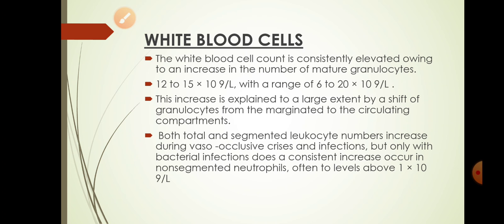White blood cells. The white blood cell count is consistently elevated owing to an increase in the number of mature granulocytes, 12 to 15,000 with a range of 6 to 20,000. This increase is explained to a large extent by a shift in the granulocytes from the marginated to the circulating compartments. Both total and segmented leukocyte numbers increase during vaso-occlusive crisis and infections, but only in bacterial infections can a consistent increase occur in non-segmented neutrophils.